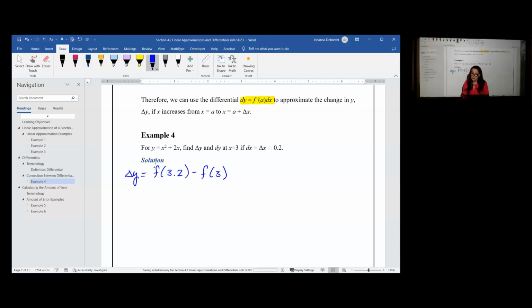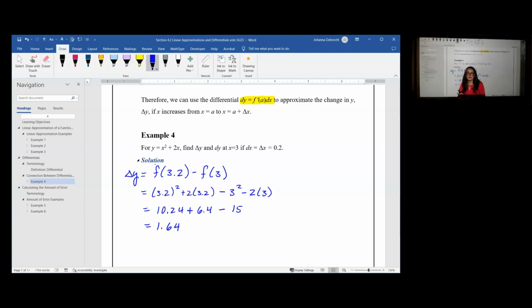Let's substitute those values in now and compute. This would give me 3.2 squared plus 2 times 3.2, minus 3 squared, distribute the negative, minus 2 times 3. When you compute this out, you're going to end up with 10.24 plus 6.4 minus 15, which gives you a true change in the y value of 1.64.